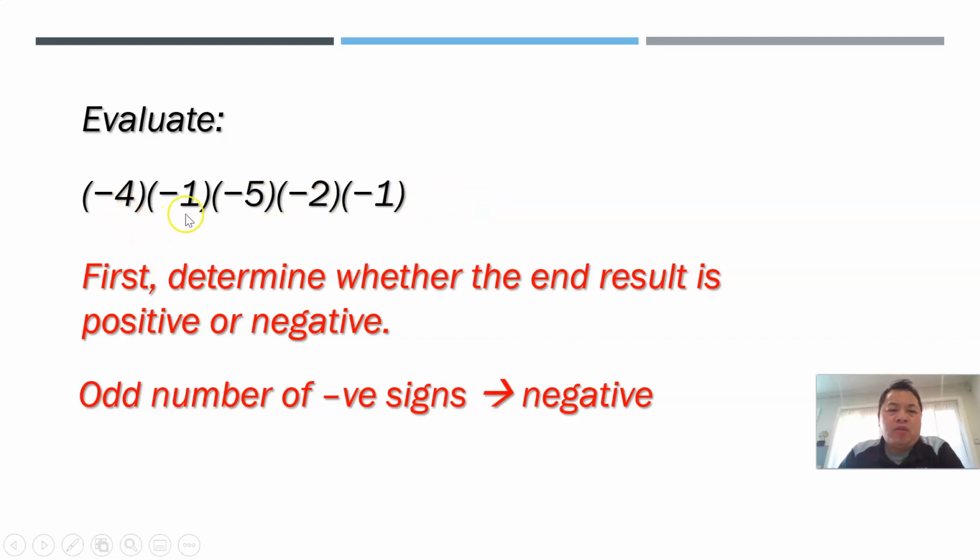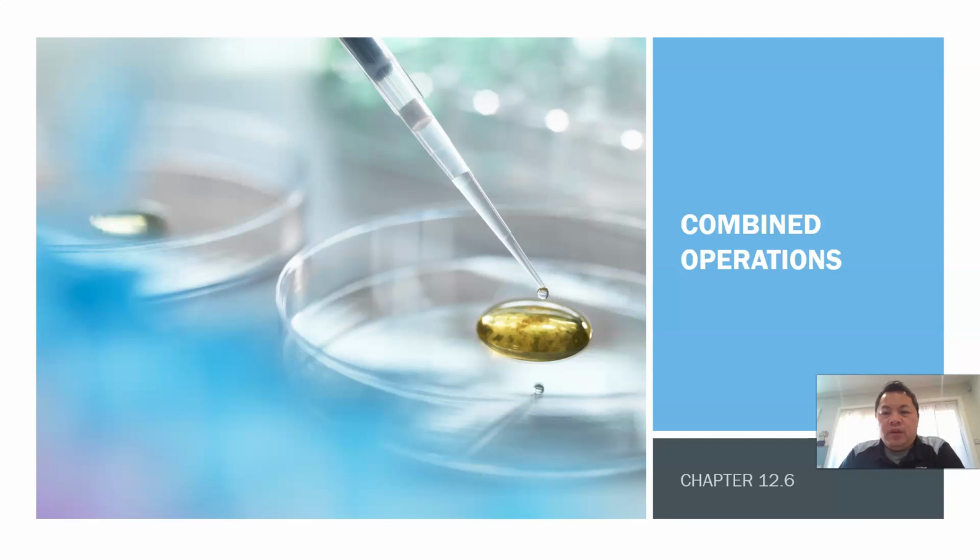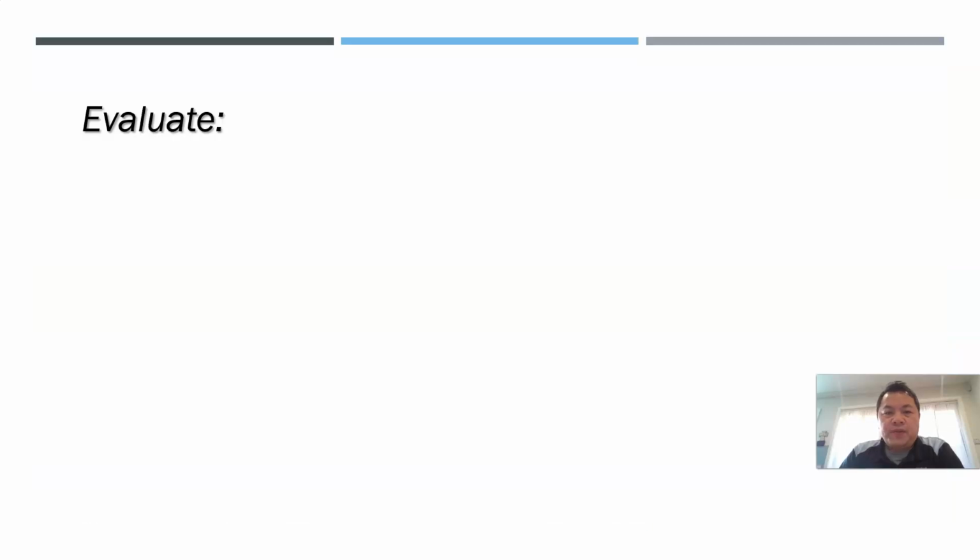The next step is to multiply all these numbers. 4 times 1 is 4, 4 times 5 is 20, 20 times 2 is 40, 40 times 1 is still 40. So the answer is actually minus 40. Got it so far? Quite easy to understand, isn't it? Okay, let's move on to combined operations.